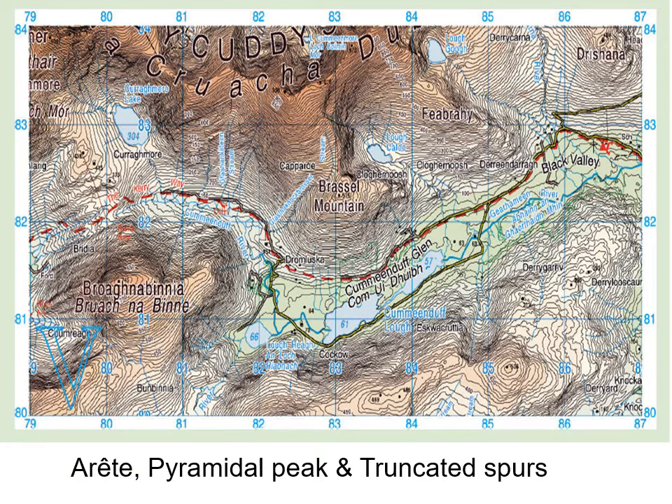Next up, my arête, my pyramidal peak, and my truncated spurs. So my truncated spurs can be found here, here, here. Here's my arête, and here is another one, and here is a pyramidal peak.